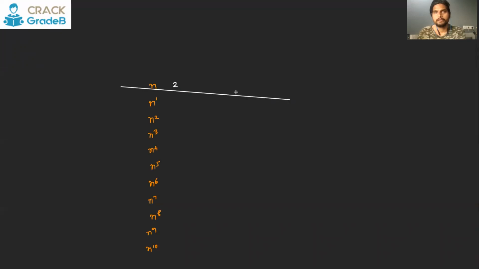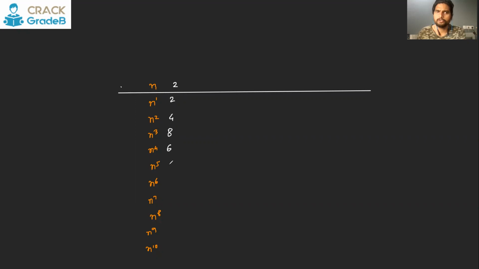What we are going to do now is, we are going to put the different values of n. And then we are going to calculate n raised to power 1, n raised to power 2, n raised to power 3, n raised to power 4, n raised to power 5, n raised to power 6, n raised to power 7, n raised to power 8, n raised to power 9, n raised to power 10 for different values of n. So if you put n is equal to 2, 2 raised to power 1 is 2, 2 raised to power 2 is 4, 2 raised to power 3 is 8. And we have already seen this.